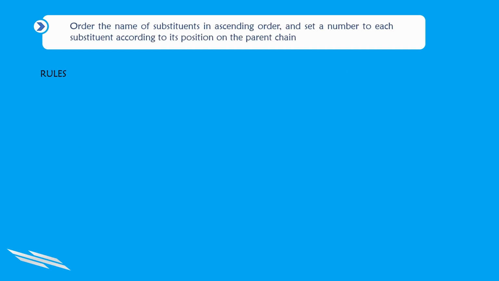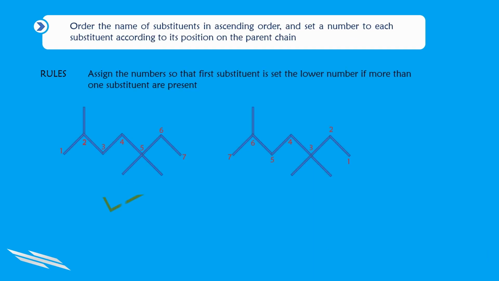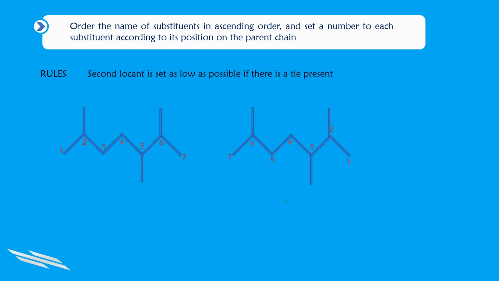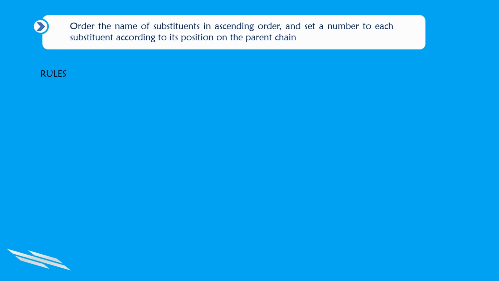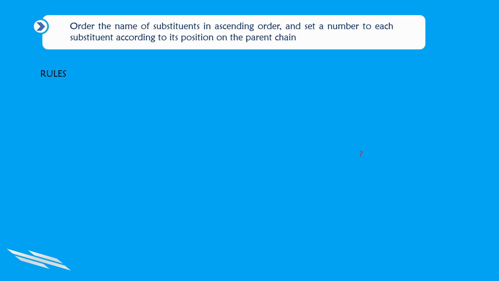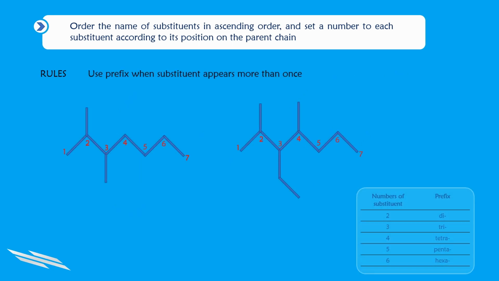Second, assign the numbers so that the first substituent gets the lower number if more than one substituent is present. Third, the second locant is set as low as possible if there is a tie. Then, set the lowest number alphabetically if the previous rule does not break the tie. Lastly, use a prefix when a substituent appears more than once.